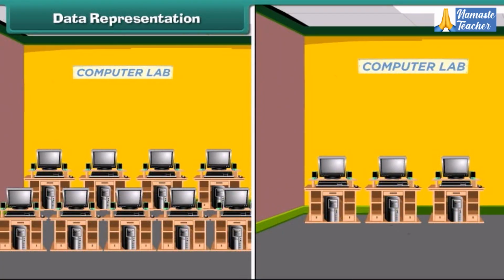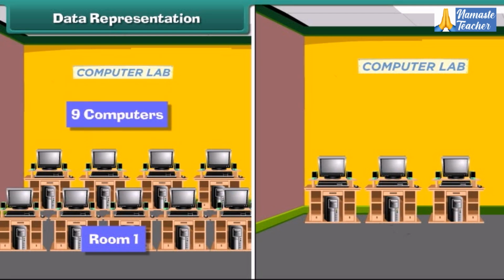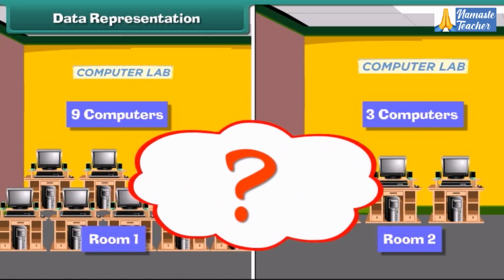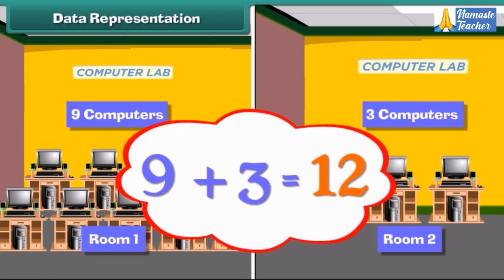Look at the diagram that shows the arrangement of computers in your computer school. Look at the plan and then answer the questions that follow. How many computers are there in the room 1? There are 9 computers in room 1. How many computers are there in the room 2? There are 3 computers in room 2. How many total computers are present in school? There are total 12 computers in the school.